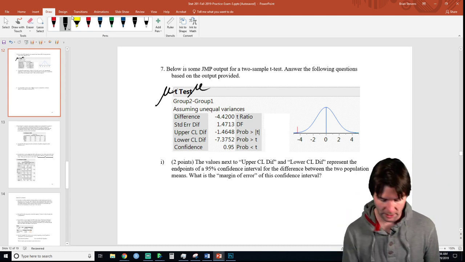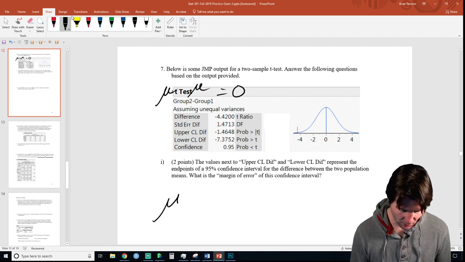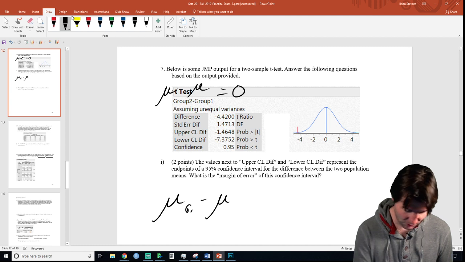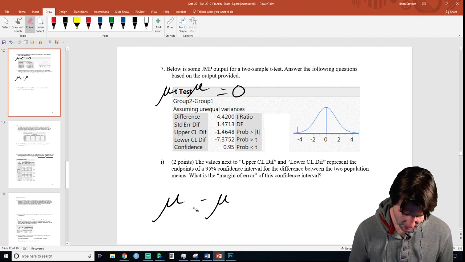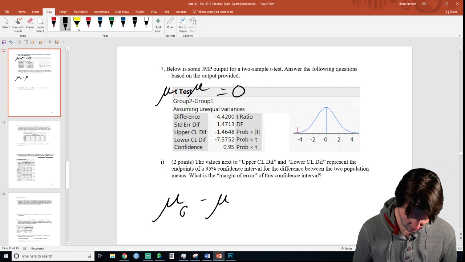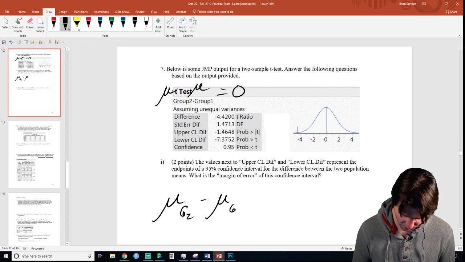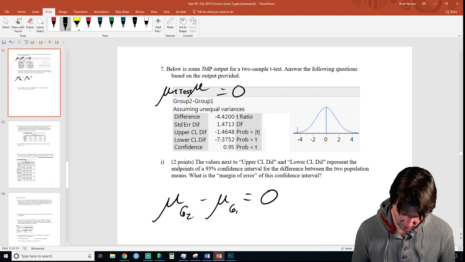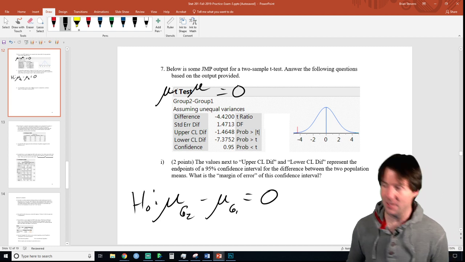For those not knowing what I'm talking about, I'm literally saying I've written the null by going here and writing mu group 1 minus mu group 2, or was group 2 first? Well, darn. Use the order it gives you. Use the order it gives you. It puts group 2 first, put group 2 first, and then that equals 0. That is the null hypothesis.